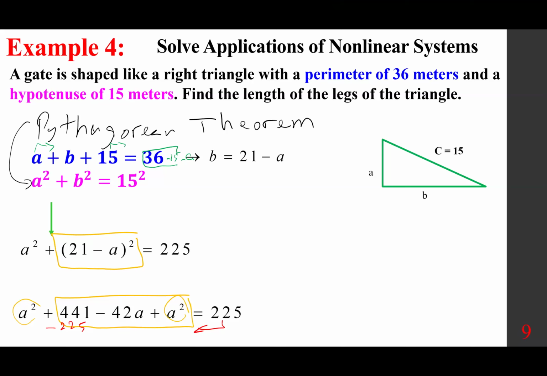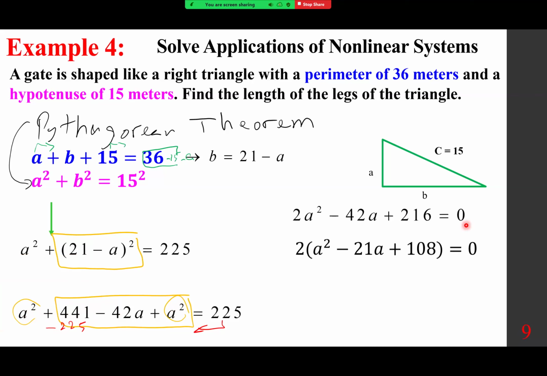So what do we get? We get A squared and A squared, 2A squared, minus 42A, and 441 minus 225, which combine into 216. You can use factoring, you can use the quadratic formula. Obviously, there is a common factor of 2 we can take out. That gives us A squared minus 21A plus 108. Then we want two numbers. The product is 108. The sum is negative 21, which makes both of them negative, negative 9 and negative 12. So A is either 9 or 12.